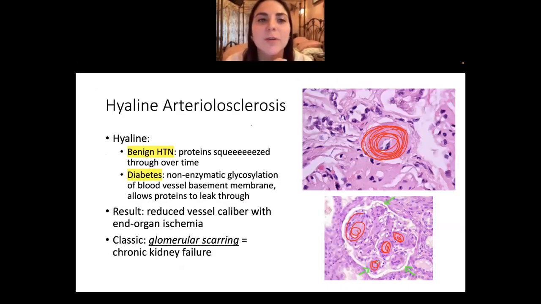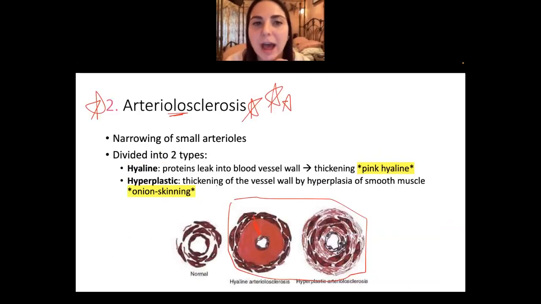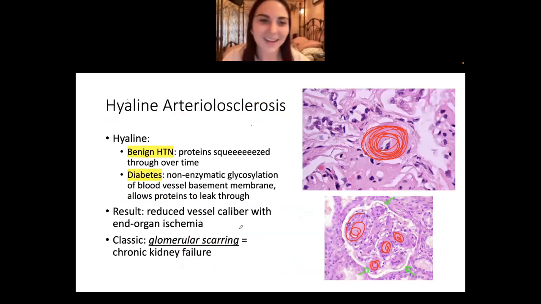The end result of hyaline arteriolosclerosis, with these proteins in the walls of the blood vessel, is best shown in this picture. Normally the diameter of the blood vessel is this big. Because we have so many proteins now in the vessel wall, the caliber or diameter gets a lot smaller. So at the end of the day, ischemia. It all comes back to ischemia. The organs supplied by these arteries now have ischemia because they're not getting as much blood as they're used to.